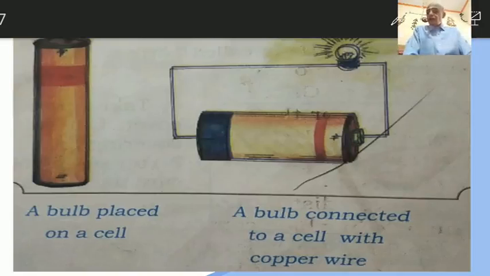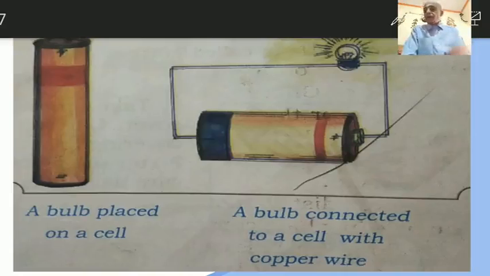See, there are two ends of the cell. These two ends of the cell are connected to the bulb here by a copper wire. And now you see the bulb is glowing. So the bulb begins to glow. So it has begun to glow.